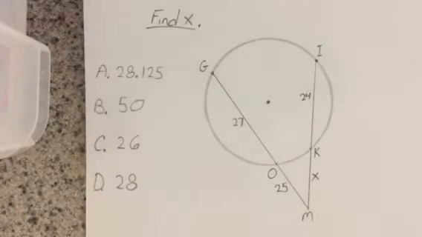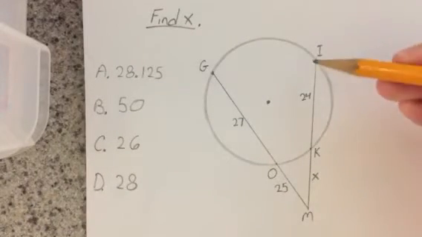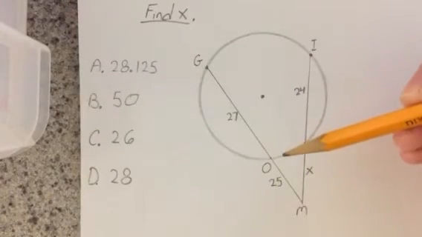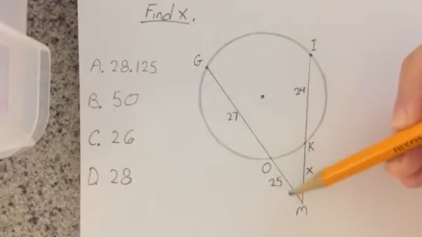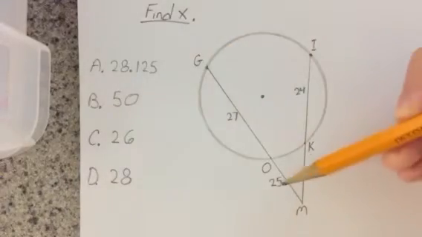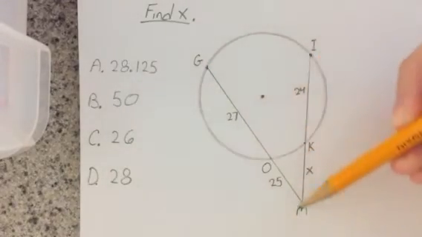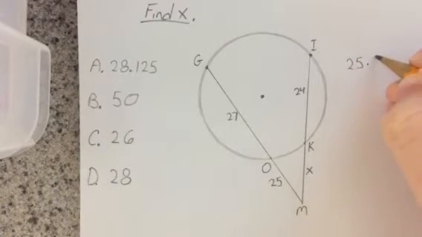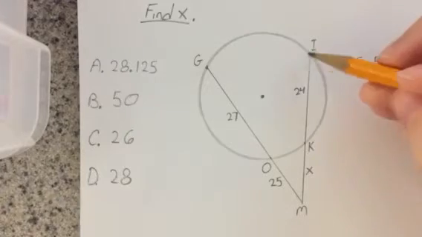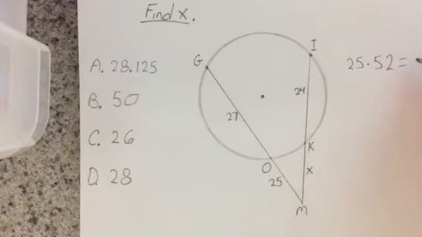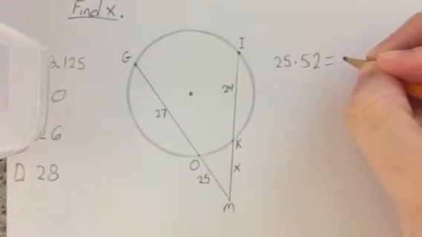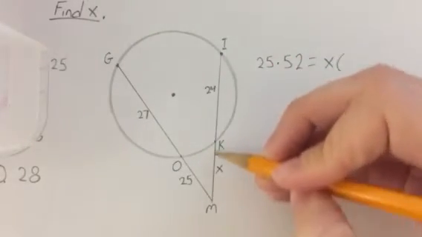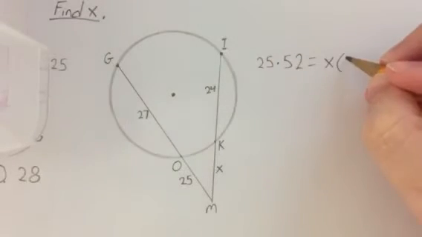Okay, so first let's just set it up. We've got two secant lines here intersecting outside. So our setup, which I think most of you guys have down, is the outside part times the whole thing. So 25 times all of this, which would be 52. 25 times 52. And that equals, same thing over here, outside part, which is just x, times the whole piece, which would be x plus 24.